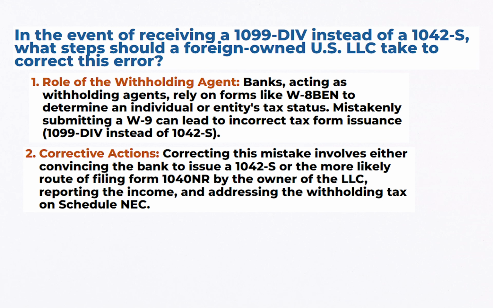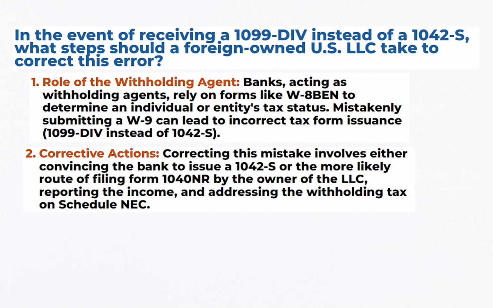Because if the bank goes the 1042-S route by correcting it, that means they have to pay the withholding taxes to the IRS, and they've already paid you 100% of your money. They did not take any taxes out. So the bank usually is not going to take a hit for the taxes that should have been withheld in the first place. Because of their own internal mechanism and bureaucracy, they probably will not correct it.